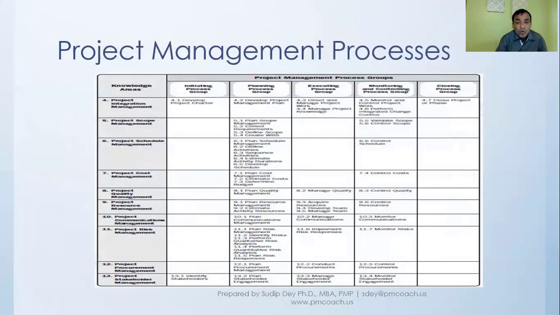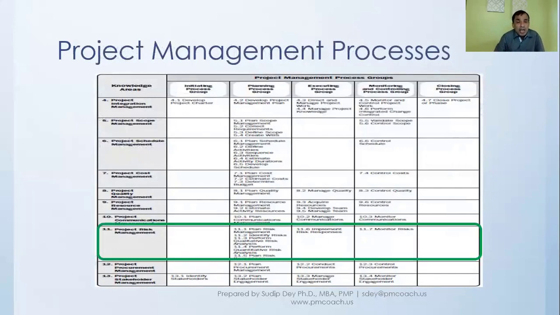Now, if you look at this, all the horizontal lines or horizontal rows that you see are the knowledge areas. For example, the green horizontal rectangle that you see is the project risk management knowledge area. All the processes within this row work for risk management. Basically, it is about the risk management of the project.